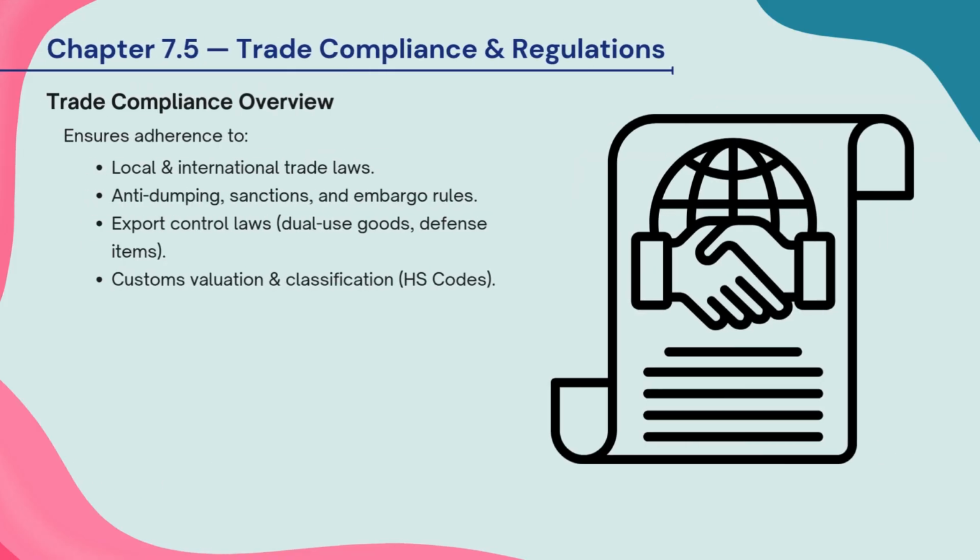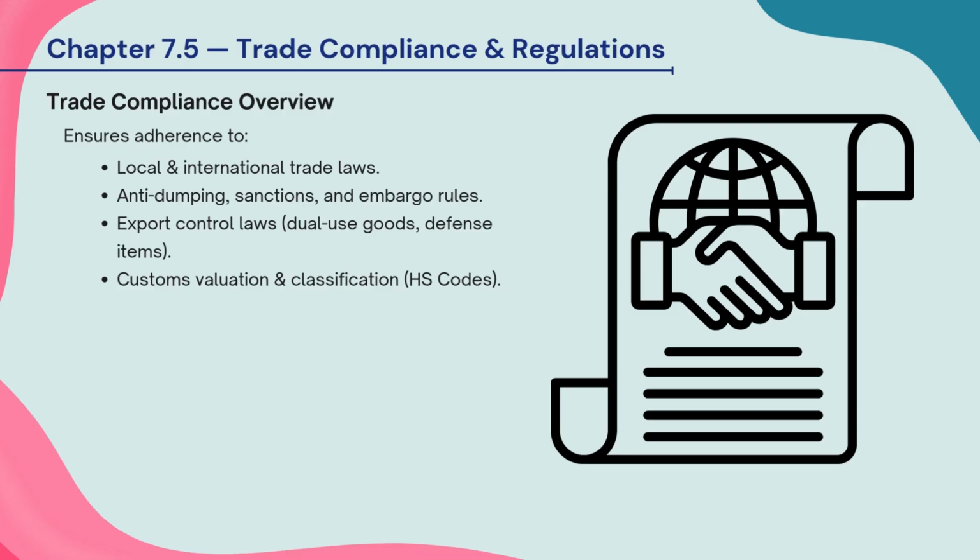This slide gives an overview of trade compliance in global business. Compliance ensures companies follow both local and international trade laws, including anti-dumping rules, sanctions, and embargoes. It also covers export controls for sensitive or dual-use items and makes sure goods are correctly valued and classified using HS codes. Overall, trade compliance protects companies from legal penalties and ensures safe, lawful cross-border trade.